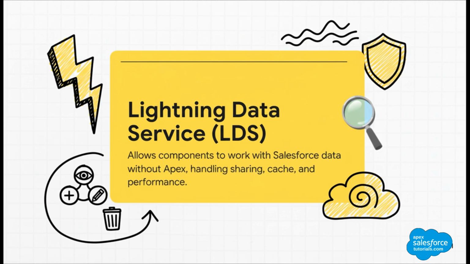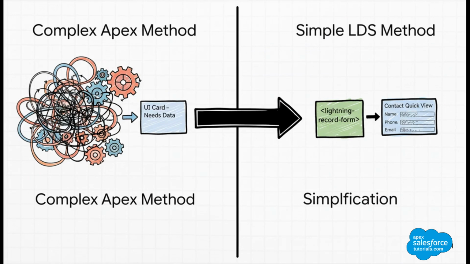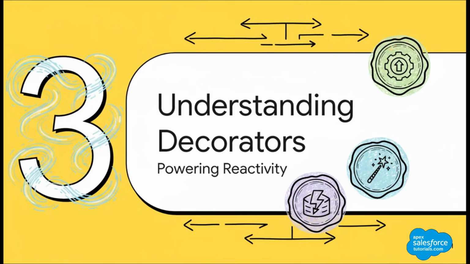It's incredibly efficient. And this right here perfectly shows off the power of LDS. To build a component that displays a contact's details, you don't need a complex Apex class with a bunch of test methods. You can literally just use a single HTML tag, Lightning Record Form, and tell it which record and fields you want to see. That's it. Done.